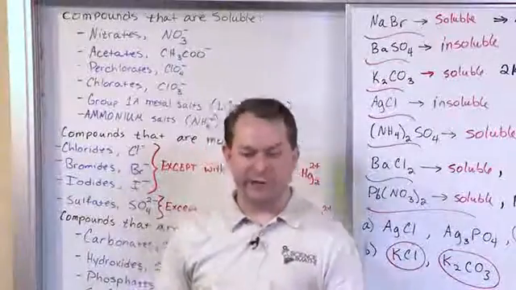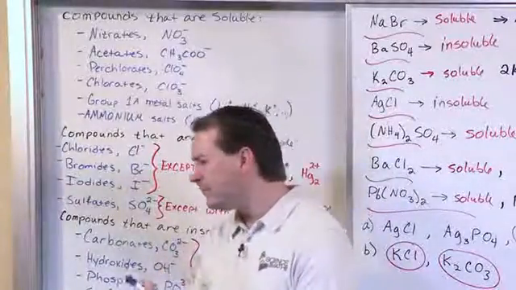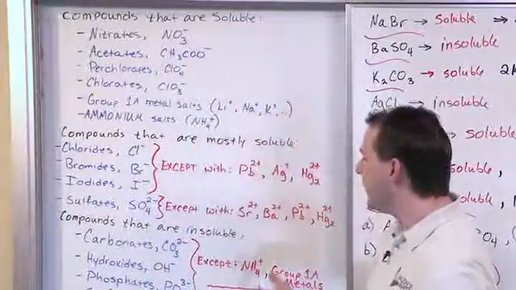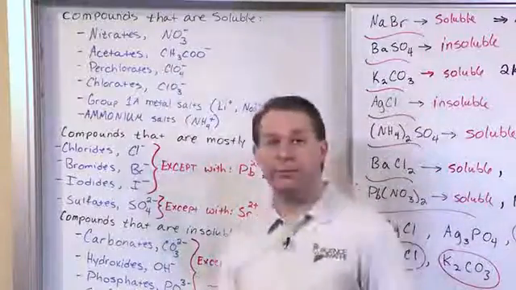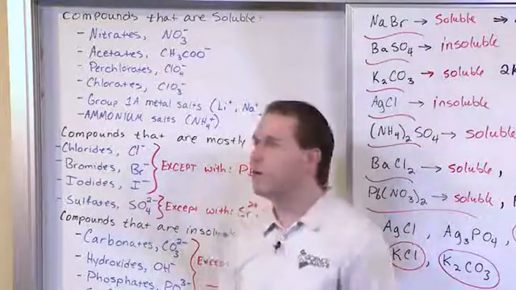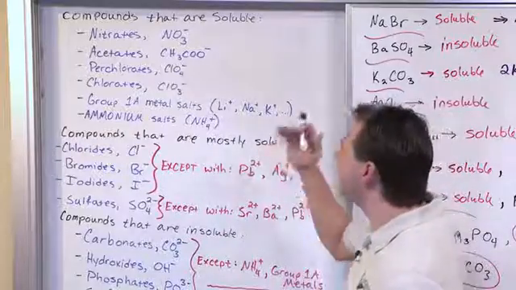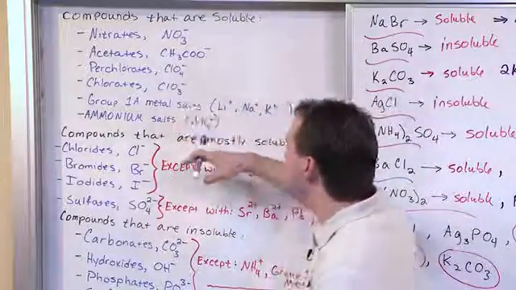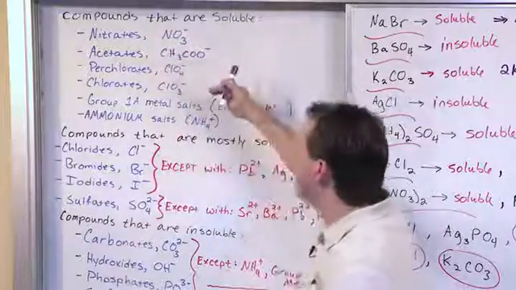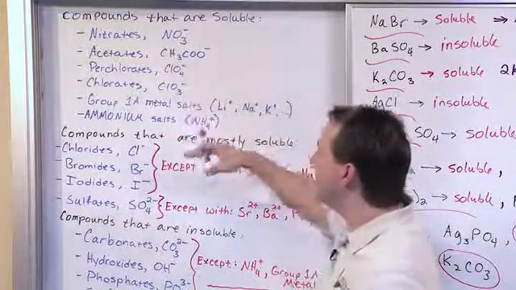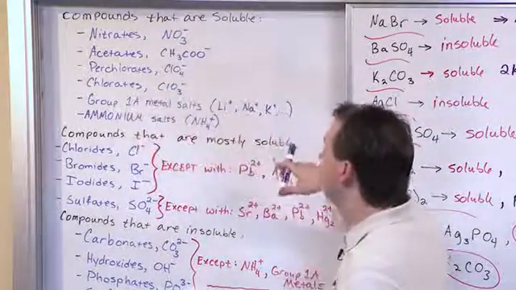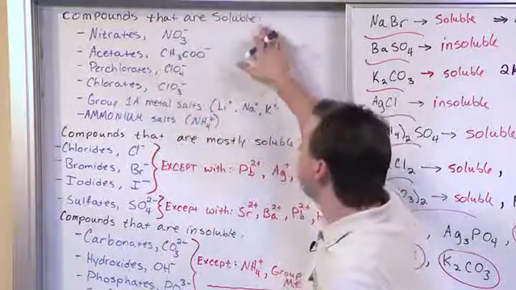We've basically introduced a table, which, maybe you have a different way of organizing it. Maybe your book has a fantastic chart that you like better. But I think this is a pretty easy way to look at it. It's broken down into these ions. Is it a nitrate? Is it an acetate? Is it a perchlorate? Is it a chlorate? And so on. Is it a group 1A metal salt? So you can easily figure out what's soluble.